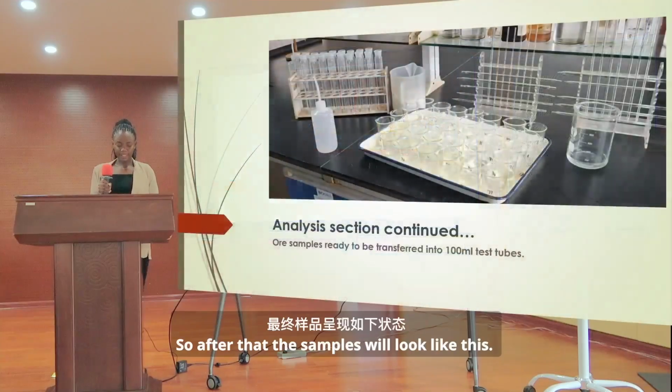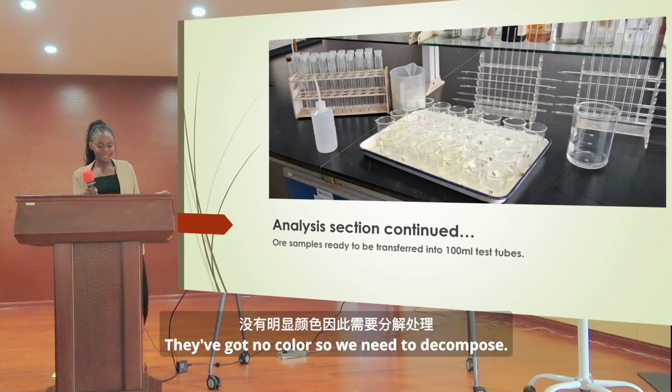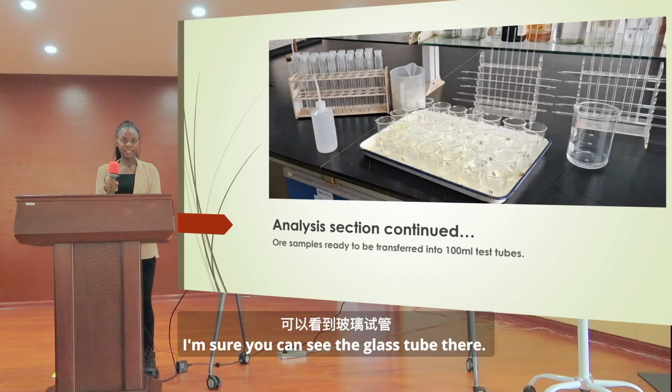So after that, the samples will look like this. I'm sure you can see how colorless they are. They've lost color, so meaning they are decomposed. Now ready to be transferred into these tubes. I'm sure you can see the glass tubes there.